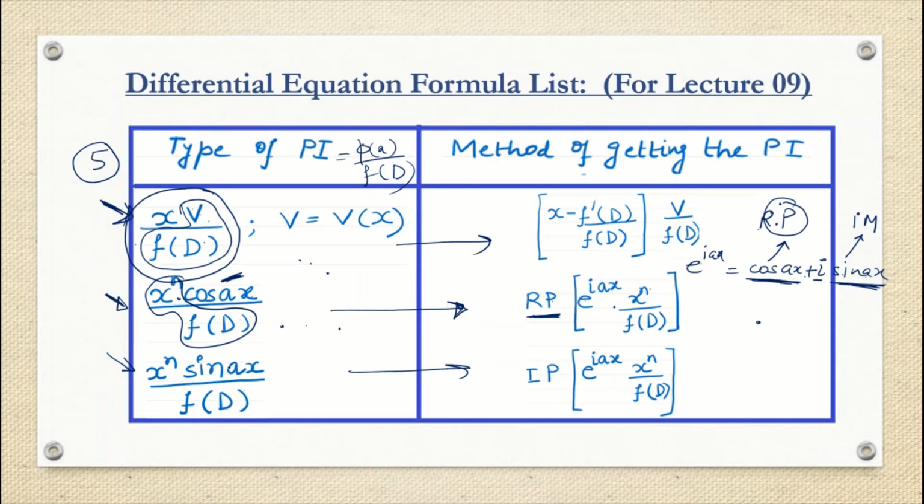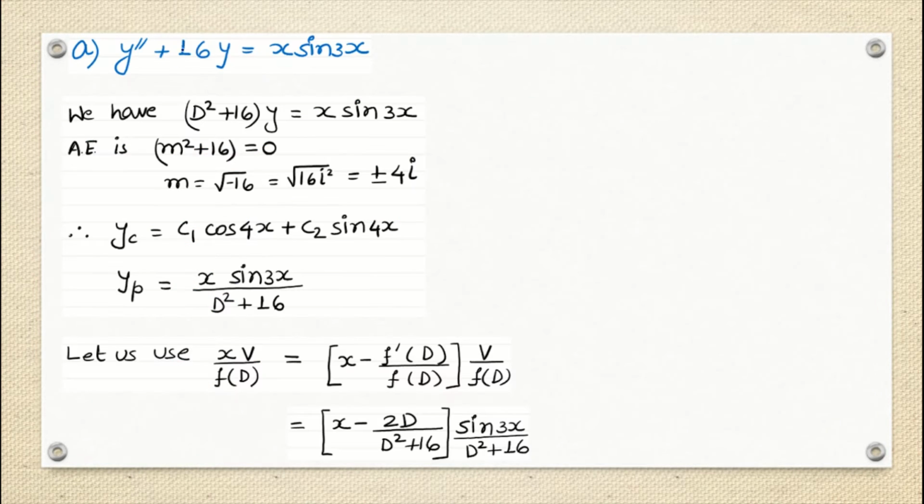Now if it is x raised to n sine ax by fd, what are you going to write here? You are going to write e raised to iax, but the imaginary part of e raised to iax, which is multiplying with x raised to n by fd. Correct? So we will solve using an example, then it will be much clearer. Suppose this is my first question. Written in terms of the differential operator, this is d square plus 16y equals x sine 3x.